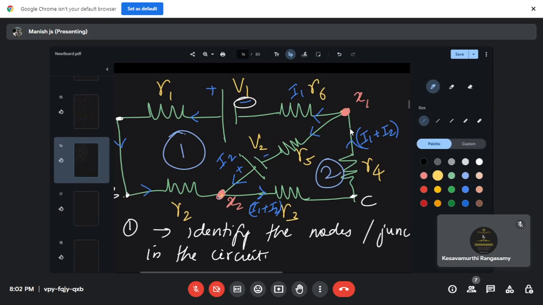Okay, plus R4 times I1 plus I2. Yes, R4 times I1 plus I2. Okay, that's it. We have come back to point X1. Simple. So this is the expression.